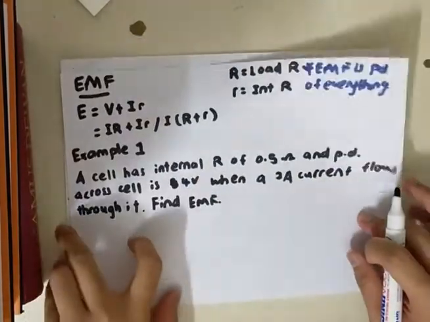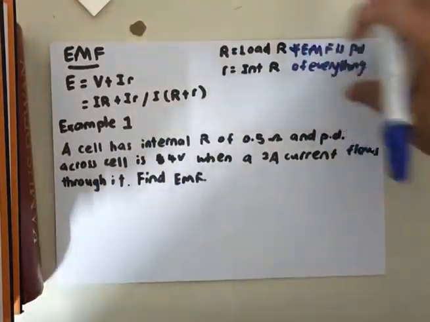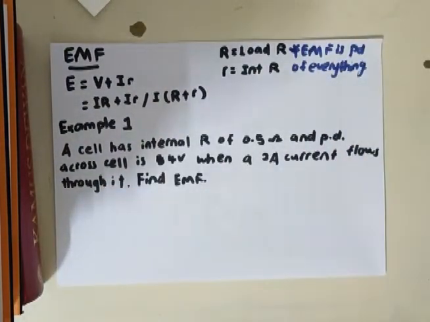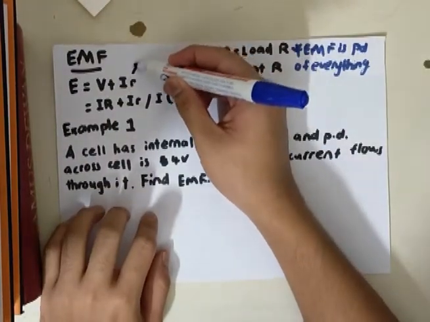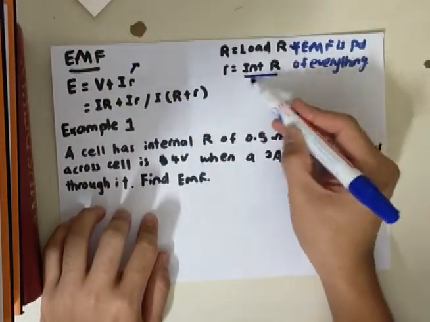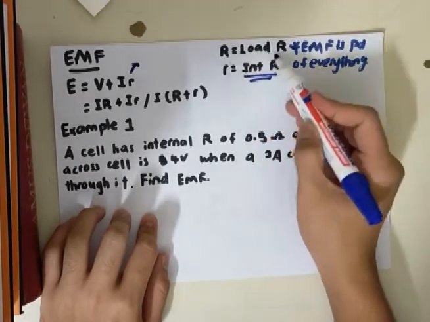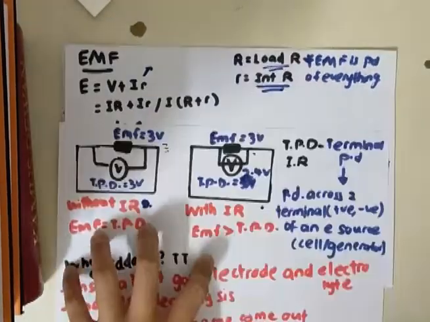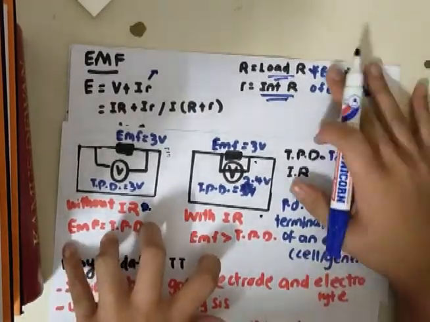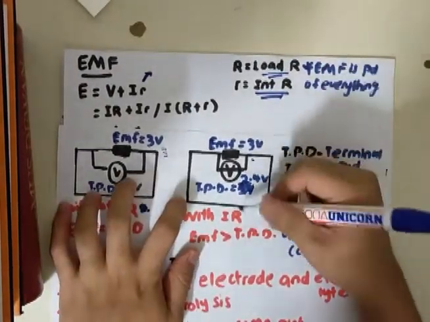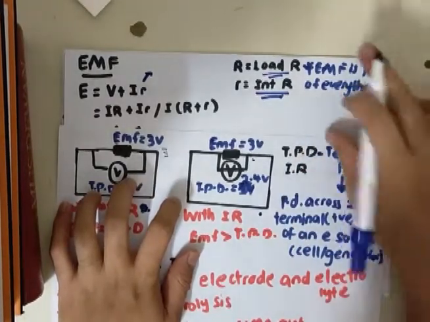Next thing we have to know is the EMF formula: E equals V plus Ir. This little r here means the internal resistance, while the bigger R means the load. As I've said earlier, EMF is like the maximum capacity that you will ever get, and the terminal potential difference is like the actual thing that you get.